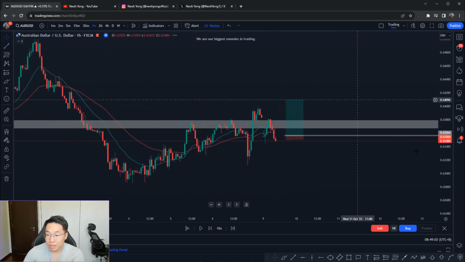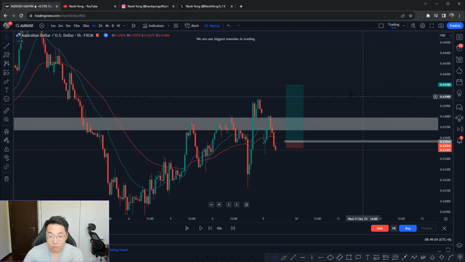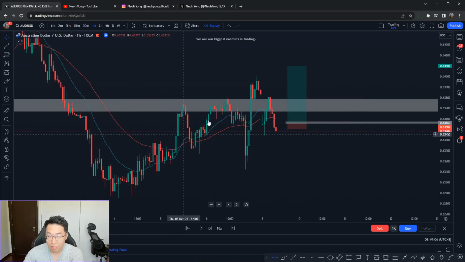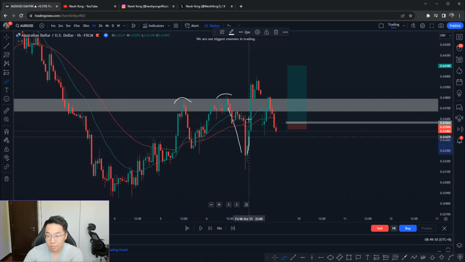So we start dropping down to the 1 hour. You can actually see that. See, we have this massive continuation. You see, reject, reject, completely digested the bearish impulse.